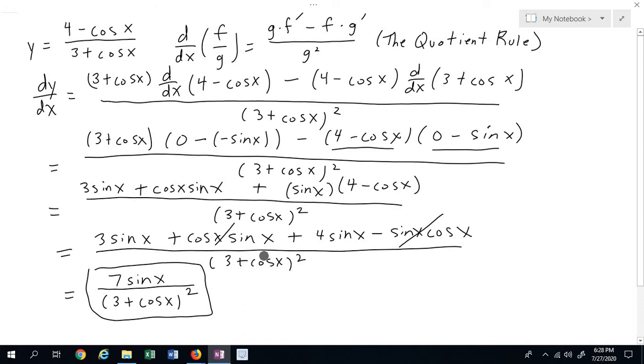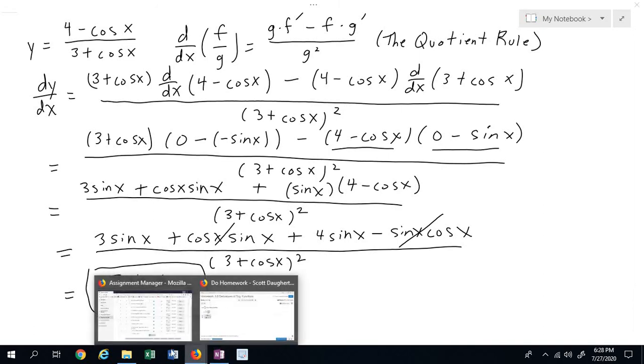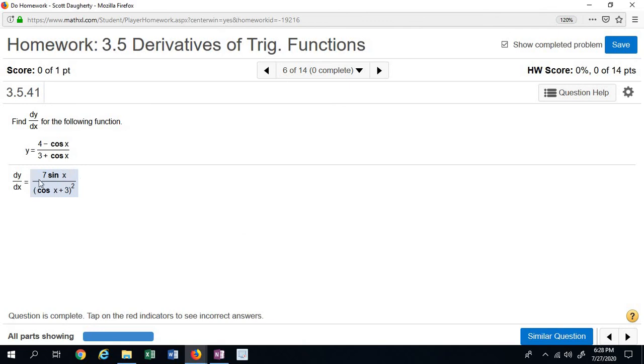And just to check it, if you go back to MyMathLab, you can see that that's the correct answer.